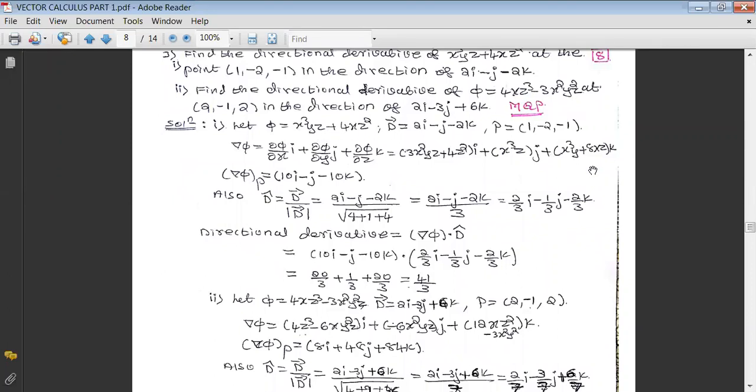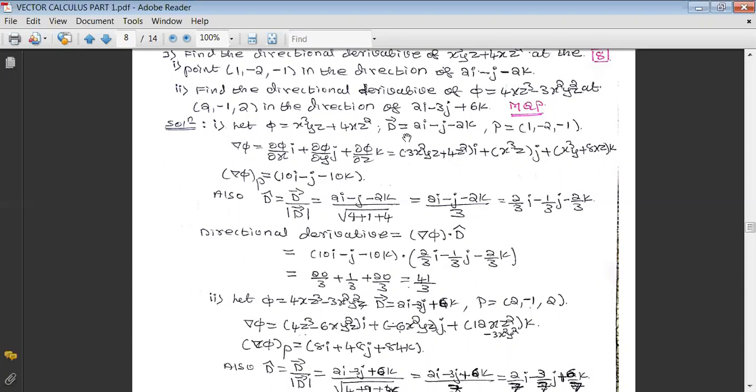That is x cube y plus 8xz into k. Now this is del pi, and we have to calculate del pi at this point, (1, -2, -1). Once we substitute x equals 1, y equals minus 2, and z equals minus 1 in each of the components, we are going to get del pi at p equals 10i minus j minus 10k.